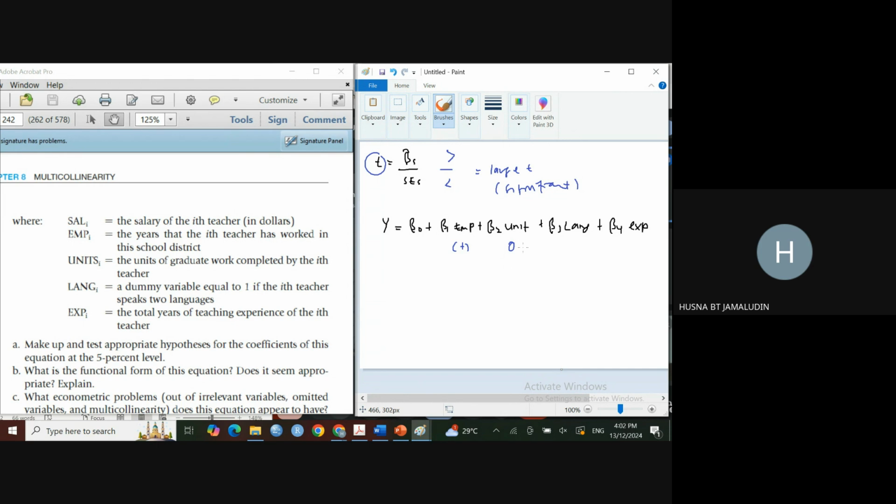I'm not sure if school teachers in the US are required to do research work, but here, let's assume that we are using Malaysia, even though it is in dollars, but in Malaysia, it is not really a requirement. Okay? So how about lang? The dummy variable equals 1 if the teacher speaks two languages. What do you think? If the teacher speaks two languages, does it have an impact on their salary compared to those who use one language?